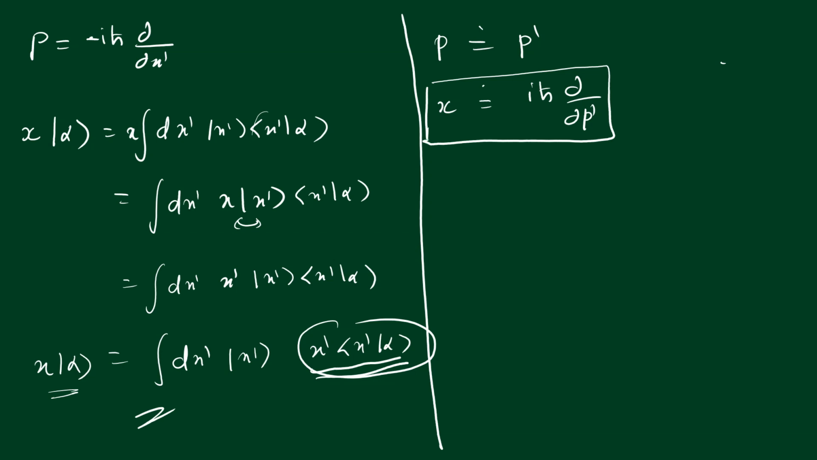All right, this is iħ partial derivative with respect to p prime. So this is the momentum operator in the position basis. This is the position operator in the momentum basis. Now the last part of the question asks us to calculate the commutator of x and p by making use of the operators in the momentum basis.